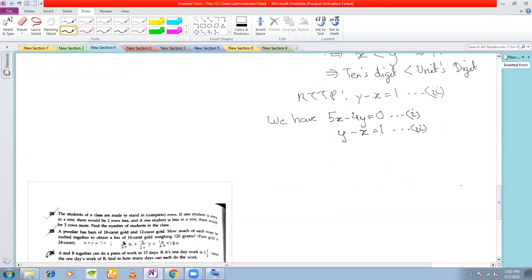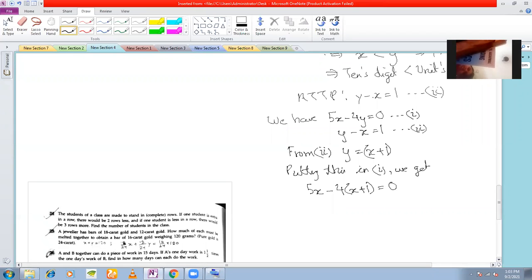Which one do you want to use, elimination or substitution? You can use both methods. Okay, let's do substitution. From equation 2, y is equal to x plus 1. Putting this in equation 1, we get 5x minus 4, replacing y by x plus 1, is equal to 0.